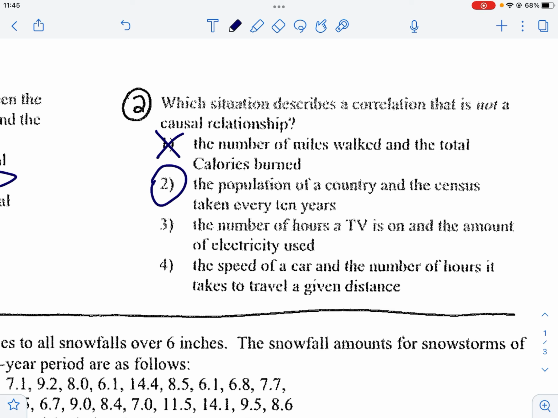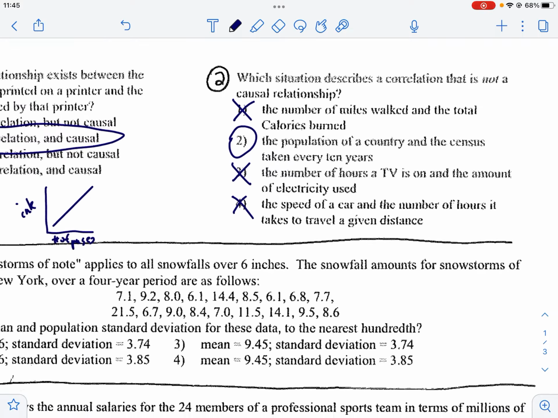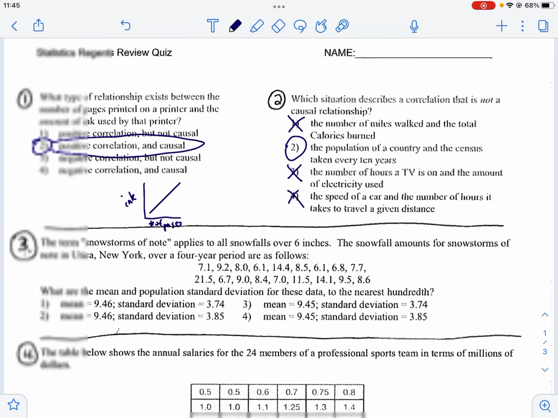The number of hours the TV is on, the amount of electricity used, that is causal. The more hours the TV is on, the more electricity you use. And finally, the speed of the car and the number of hours it takes to travel a distance. Well, the speed of the car causes your amount of time that you take to travel. So that is a causal relationship.